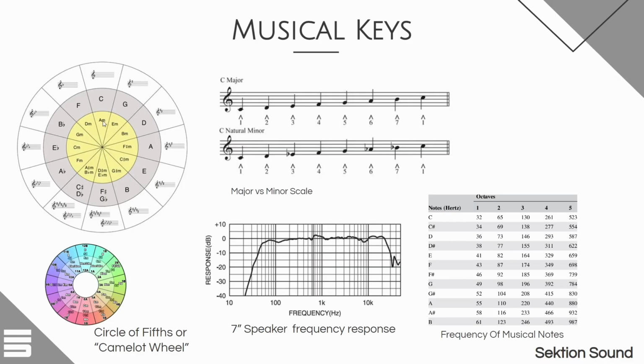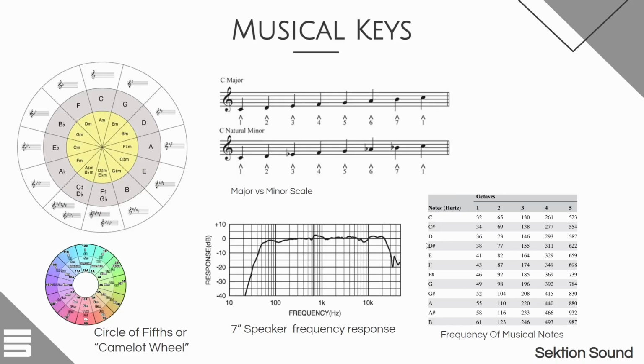So how we're going to use this in our production is that if we're writing a track in, say, A minor, then we could potentially use samples in E minor or D minor, and they might still fit in our song, but mainly we're going to be looking for samples in the same key that we're writing in.